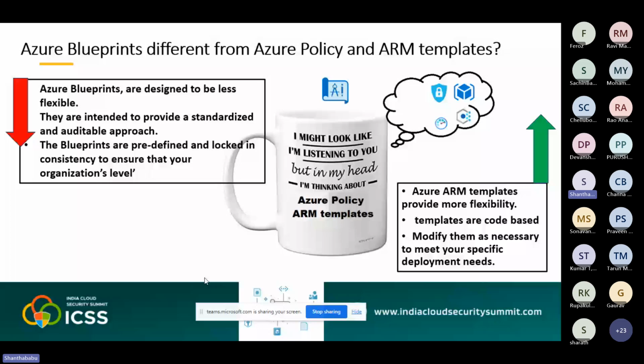But in the case of an ARM template, there's absolutely more flexibility, because it's completely code based, so you can copy and paste that code and deploy, and straight away you can start development. But modifying is necessary when you meet specific deployment needs, as I mentioned. But in the case of blueprints, once it's defined, the combo is packaged, packed all together, that's it. We cannot decouple the things.